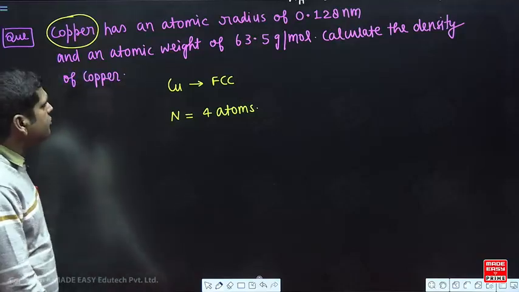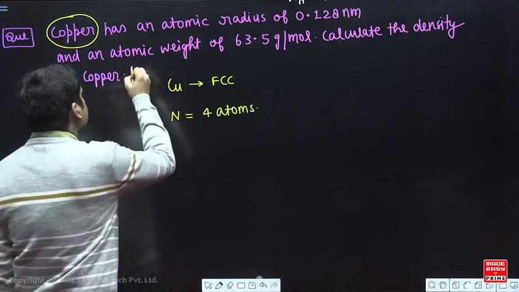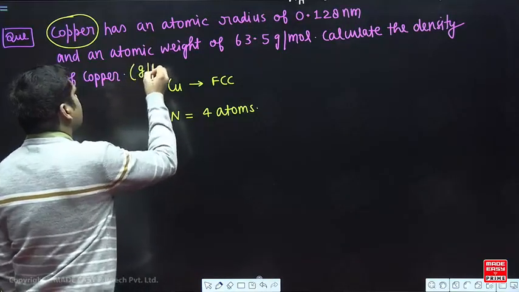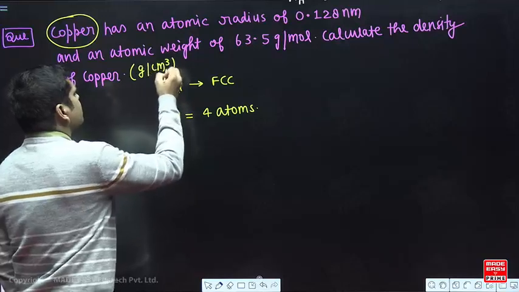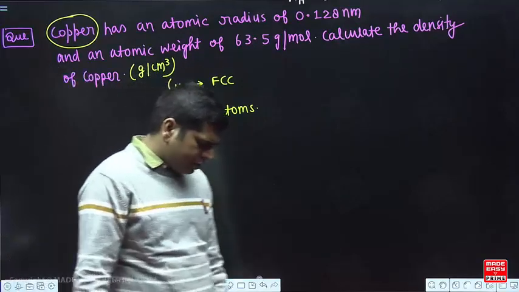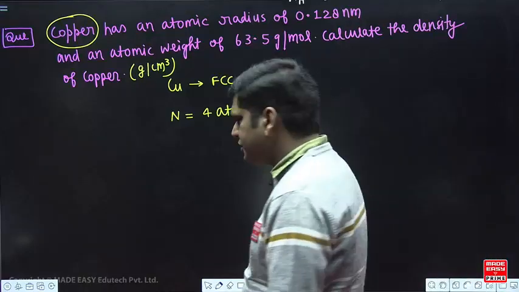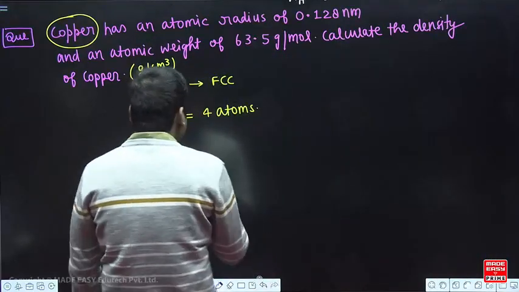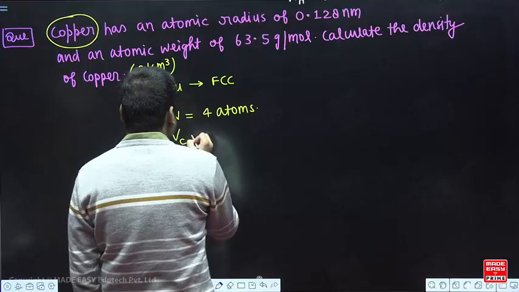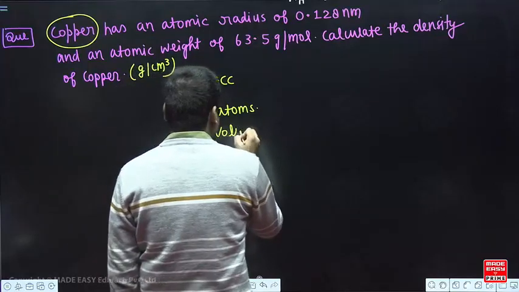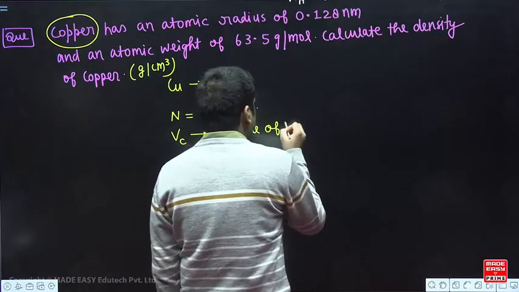And volume of unit cell. This density we want to calculate in gram per centimeter cube. I forgot to write this. Actually I have not given you options, and all the options were in gram per centimeter cube. N is 4 atoms. Vc is volume of unit cell.